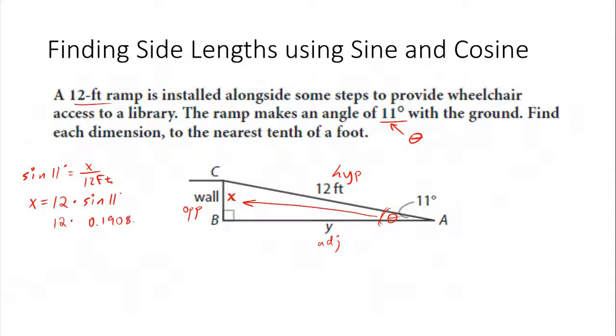0.1908, and so on, right? And then multiply that by the 12. All right, so it looks like for x, we got 2.289 feet. Okay, we have feet because, again, our hypotenuse was given in feet. So that's how tall the wall needs to be for that particular ramp.